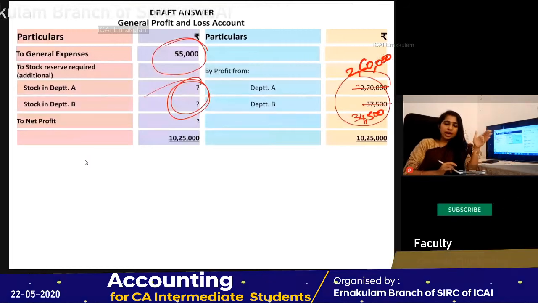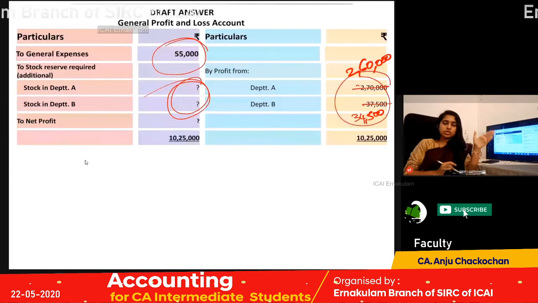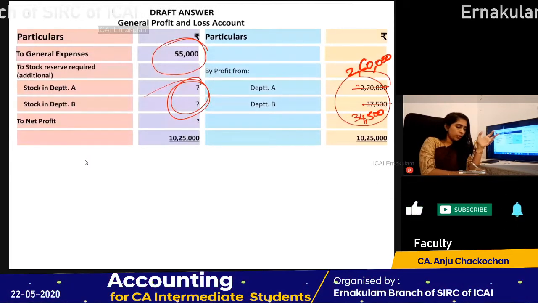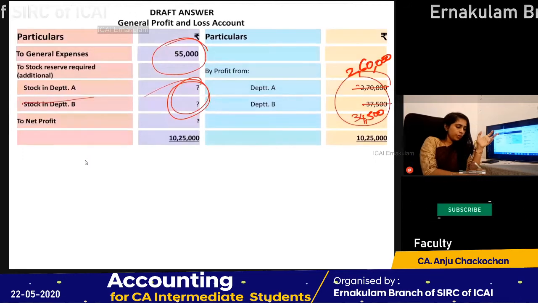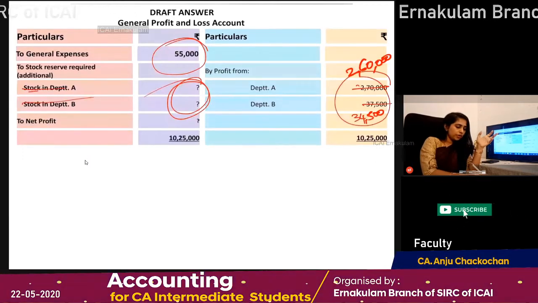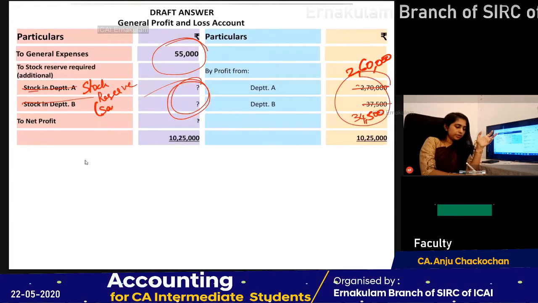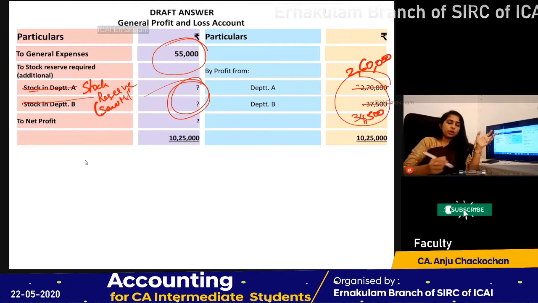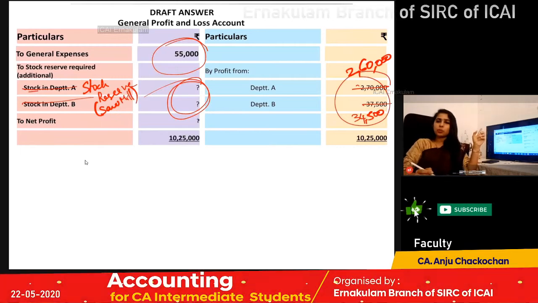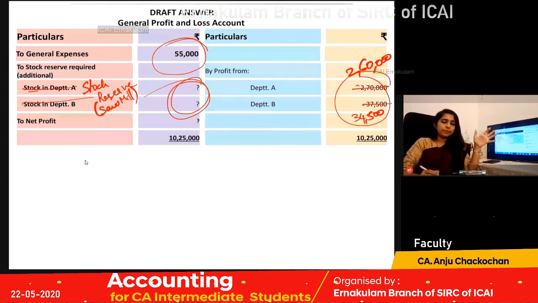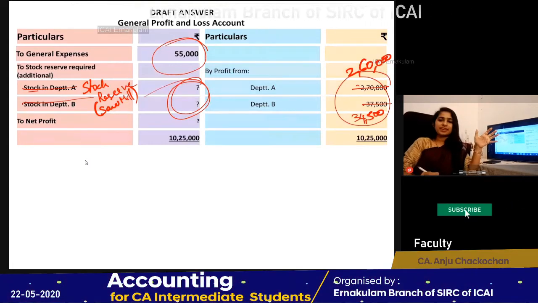Yes, students, gear up and now compute the answer for stock reserve. Make it fast. We have stock reserve only for one department, which is the sawmill department. Everybody compute it, make it fast.